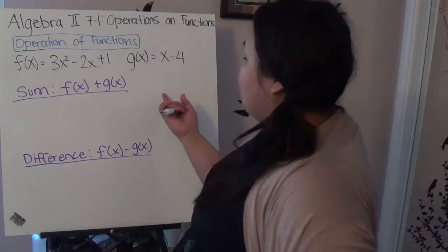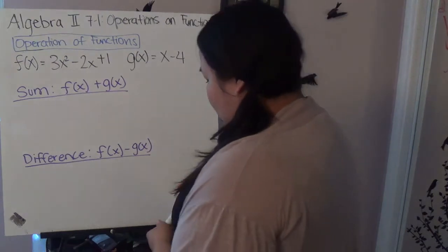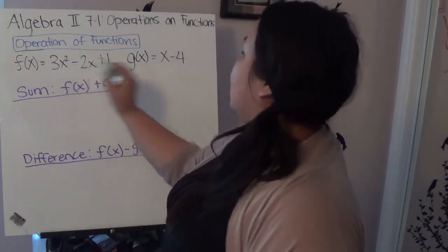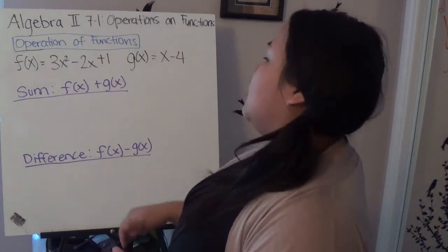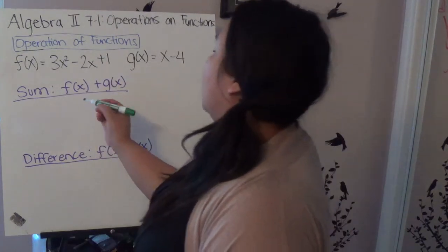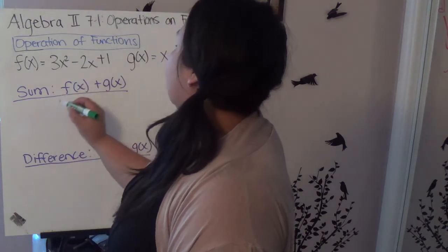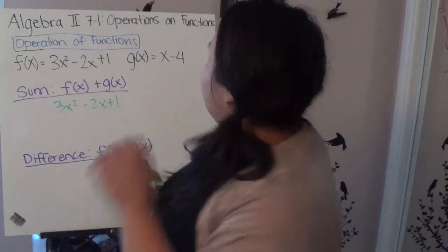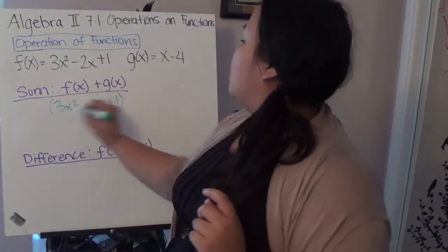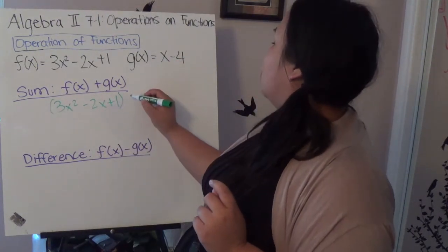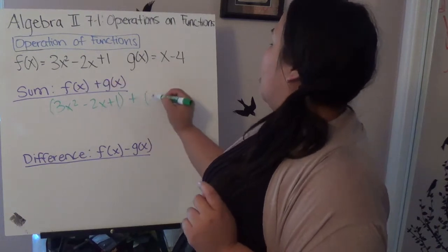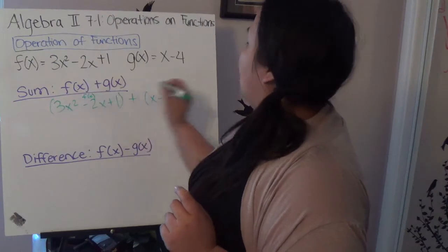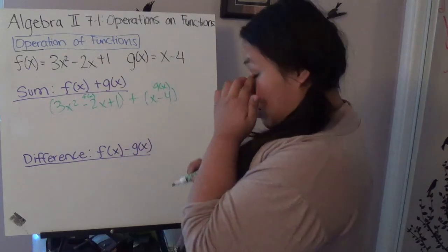The first one is sum, and the sum is pretty straightforward. I just need to add these equations together, f of x and g of x. And please pay attention to the order because it does matter on some of them, like difference. So I need f of x, which is 3x squared minus 2x plus 1, okay? And then g of x, and I'm adding here, x minus 4.